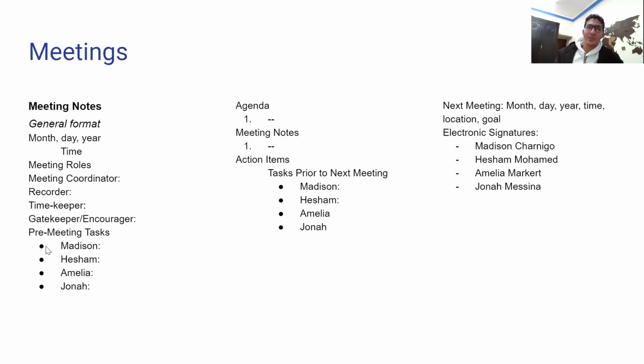Throughout the meeting, we had an agenda that the meeting coordinator would plan. We would record our meeting notes, and then we would create action items for the next meeting. And we separated those tasks amongst the 4 of us. And this was very helpful in tracking our progress. And now when we look back, we can clearly lay out every single thing we did throughout the project.